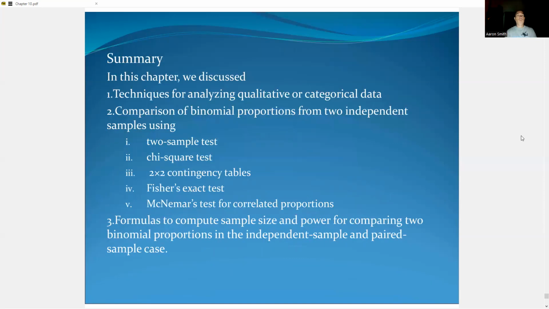So in summary, we talked about the binomial two-sample test, the chi-square test, the 2x2 contingency modification from the chi-square test, Fisher's exact test. We talked about McNemar's test for correlated proportions, and we talked about sample size and power to get powerful, informative tests for us.